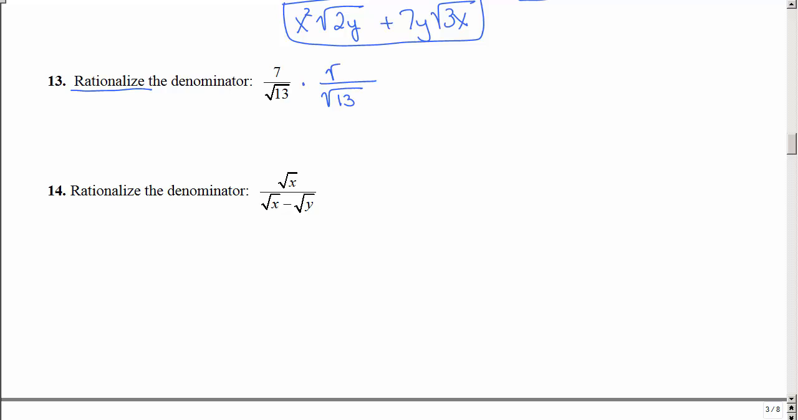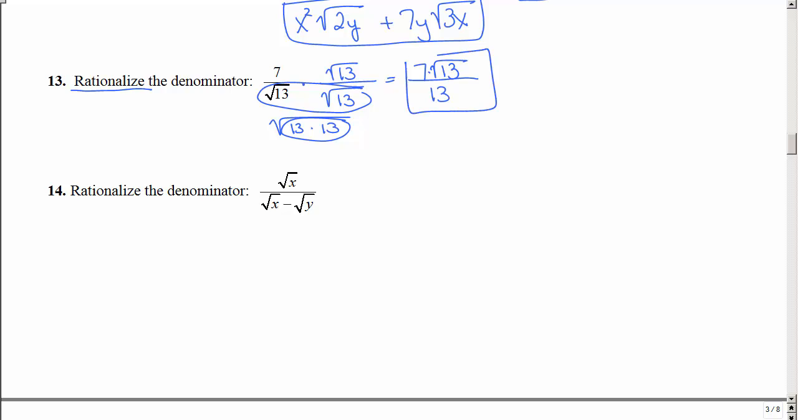So if you multiply by the square root of 13 on top and bottom, that is the square root of 13 times 13, which just gives you 13. On top, I can't multiply those per se. I can just stick them together with implied multiplication. And that's it. You can't reduce it.